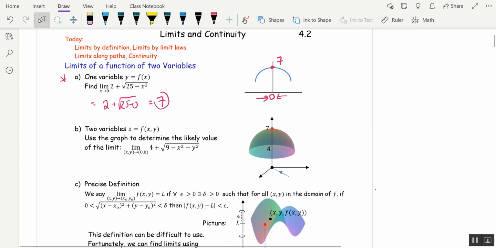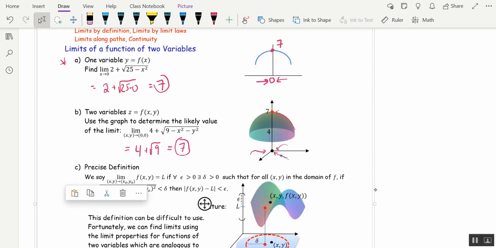Now, let's go to two variables. Suppose we want to find the limit as (x,y) goes to (0,0) of this function here. Using the graph, it looks like as we approach 0 in the xy plane, the height of the surface approaches 7. Let's see if that's what happens when we plug 0 in for x and 0 in for y. You get 4 plus the square root of 9. Square root of 9 is 3, so that's 7. That's a little deceiving because it was so easy.